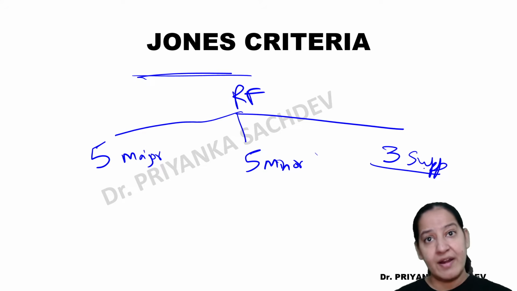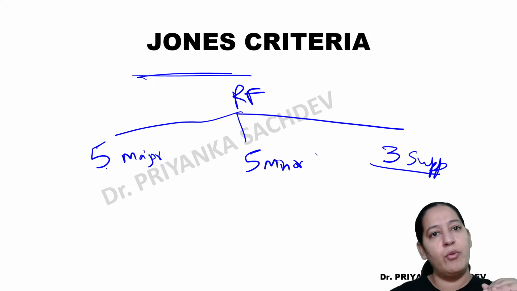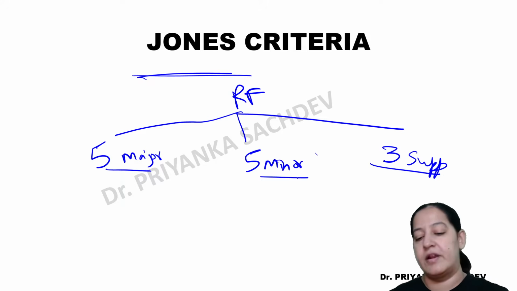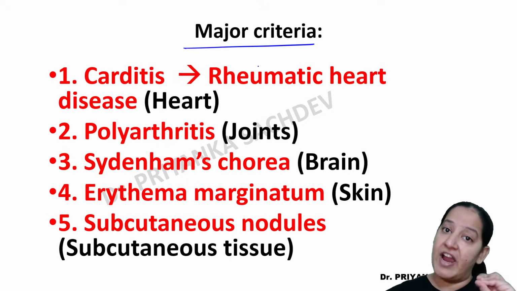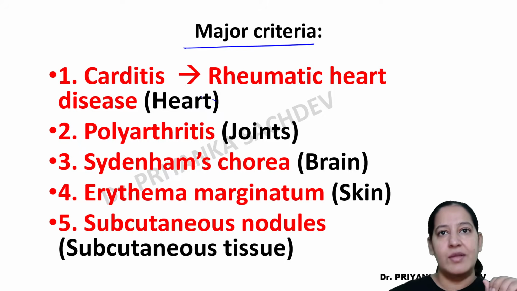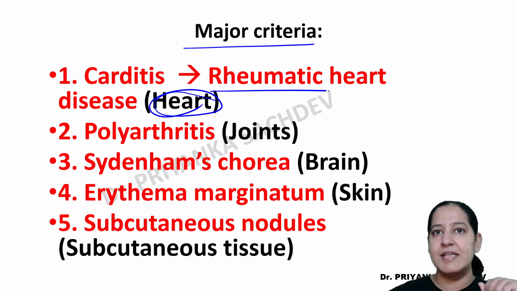These supportive criteria are in the revised criteria. Initially only 5 major and 5 minor criteria were there. Let me tell you the 5 major. The 5 major criteria are the same: the 5 diseases in the 5 organs. So in the heart, it is rheumatic heart disease, or carditis.